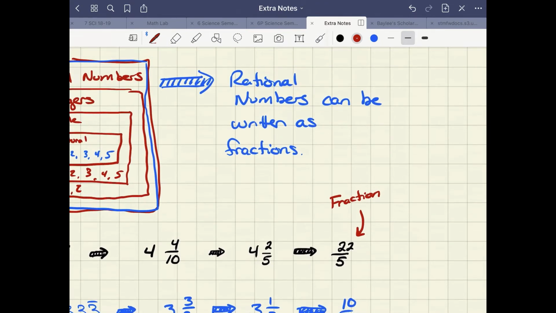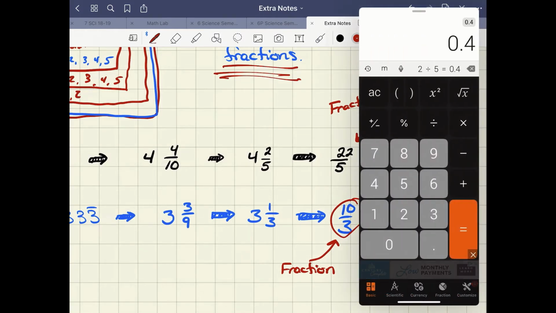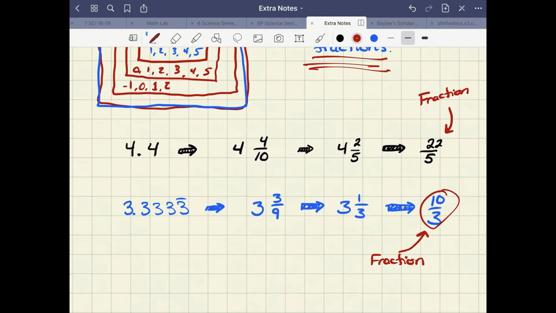So again, all rational numbers can be written as fractions. That's a key idea. So fractions are really important here. And if you want to double check that, you could say, well, hey, 10/3, I just don't believe it. I don't believe that can be a repeating decimal. Well, let's check it out. So 10 divided by 3 equals, hey, 3.3 repeating. Check it out. Okay, so this is how this works.